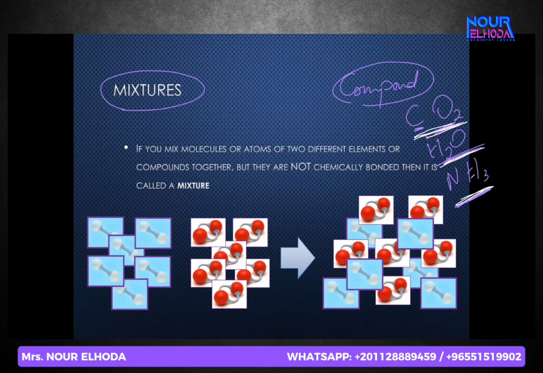Once we see that they are chemically bonded together, this means it's a compound. What about a mixture? In a mixture you are putting more than one substance but they are not chemically bonded. You are just mixing them together, there are no bonds between them. Same like candies. If you put candies together, what will happen? You can separate them easily. There is no bond between them. You are only mixing them.